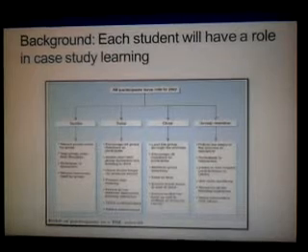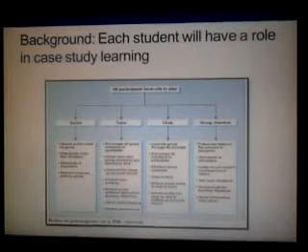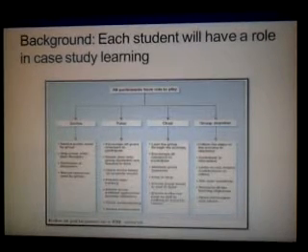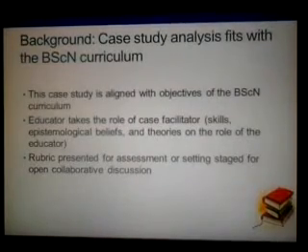So when a student takes a role in a case learning activity, they may take the role of the scribe, tutor, chair, or group member. Each has a role and each has a responsibility, so we would review that as a group prior to beginning this activity.